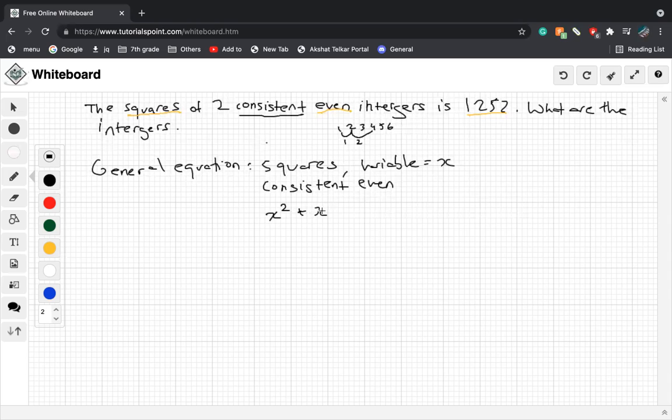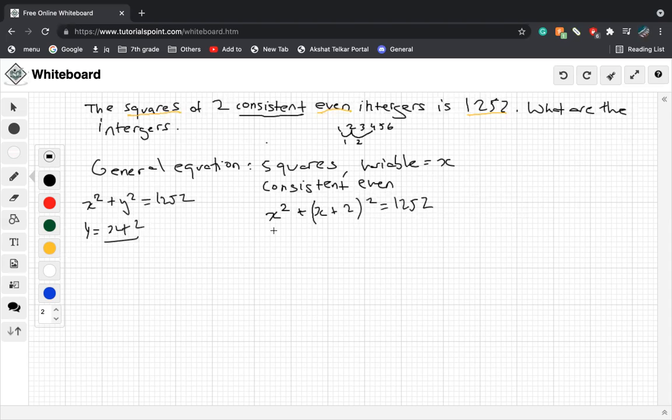So now you're going to come here and lay it out. It's x squared plus y squared equals 1252, right? Y would be x plus 2. And that essentially is what you're going to go here. So this equation right here would have x squared plus (x plus 2) squared equals 1252, right?